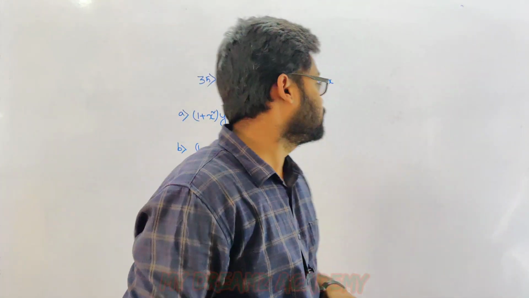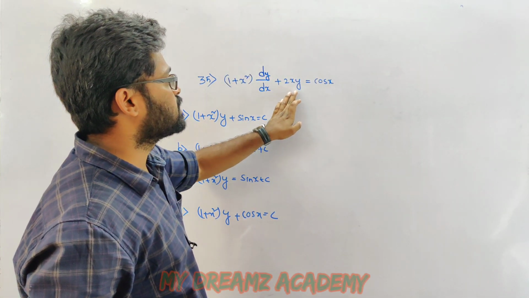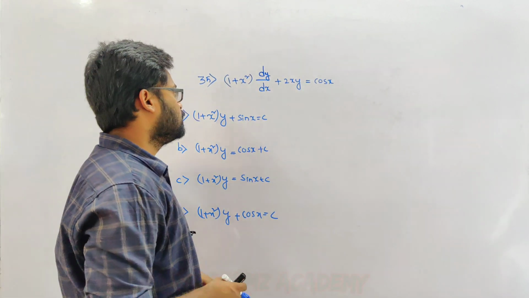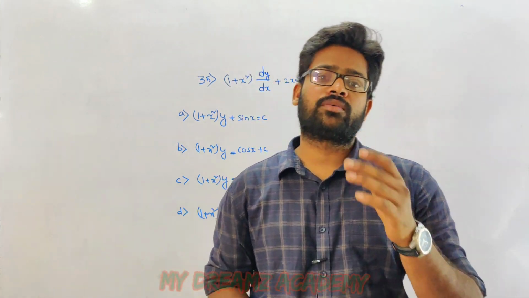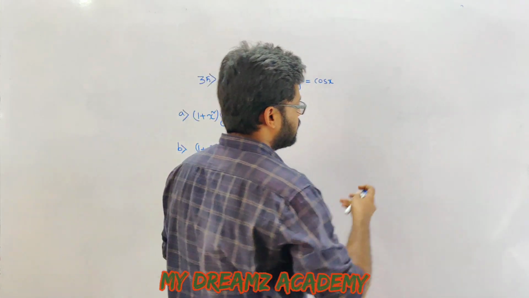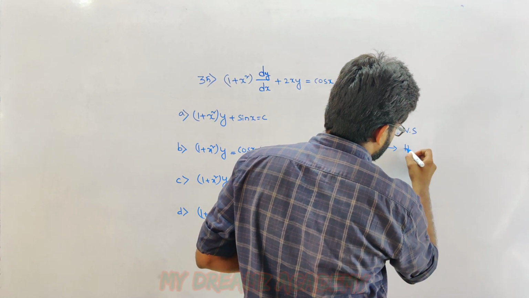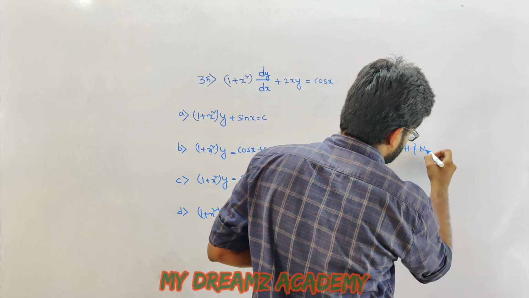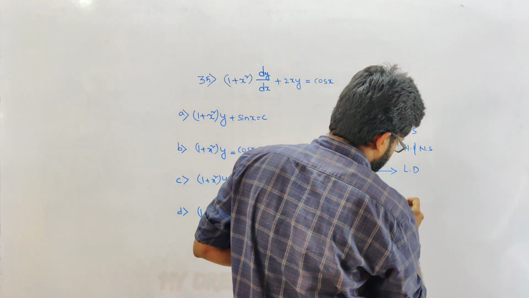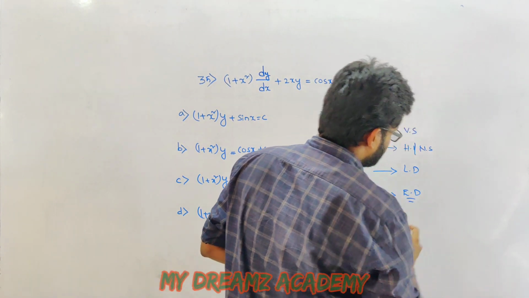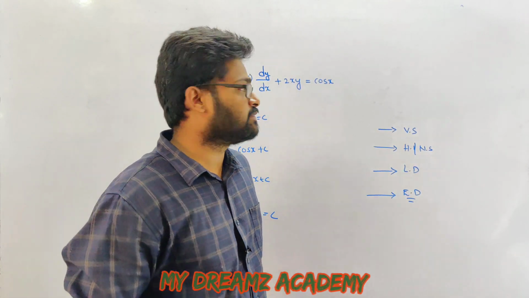Next we'll see the next question. (1 plus x square) into dy by dx plus 2xy is equal to cos x. This also comes under first order first degree differential equation. Total we have four methods to solve first order first degree differential equations. One is the variable separable method, another one is the homogeneous or non-homogeneous method, next one is the linear differential equation, and next one is the exact differential equation. These are the four methods.